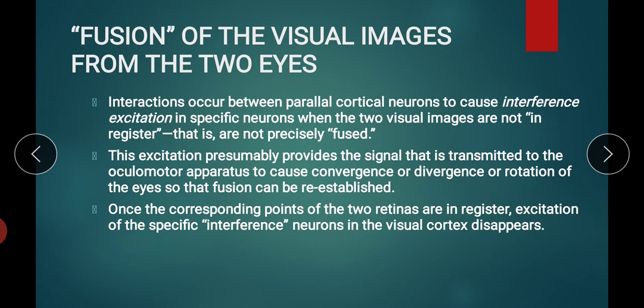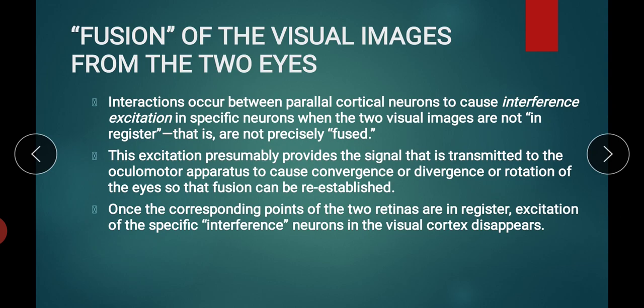They inform these interference neurons that the visual images are not in register and need to be fused. It means right now they are not precisely fused, so some changes need to be made. This excitation presumably provides the signal that is transmitted to the oculomotor apparatus to cause convergence or divergence or rotation of the eye, so that the fusion can be re-established.